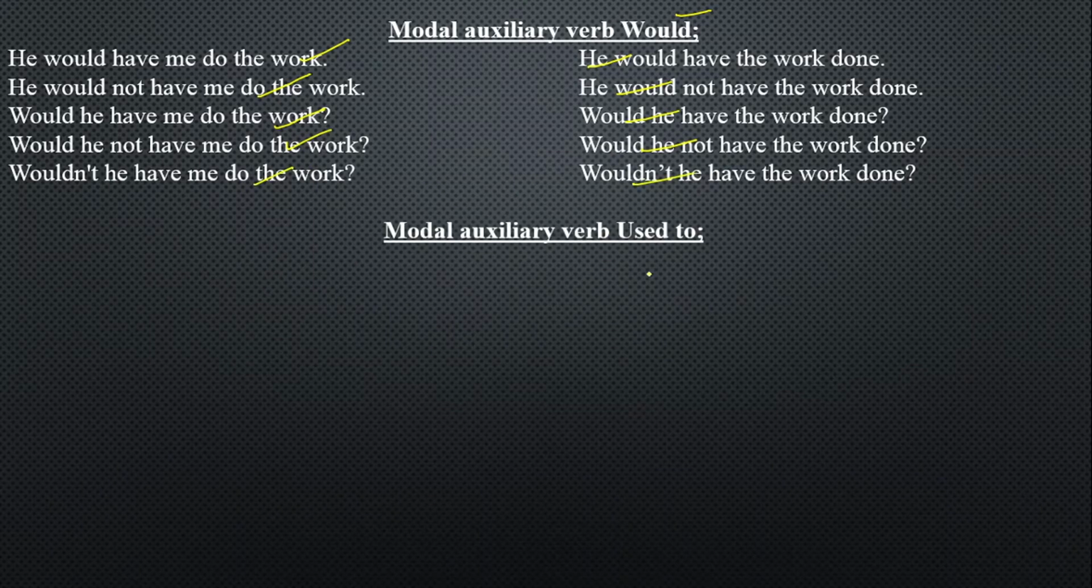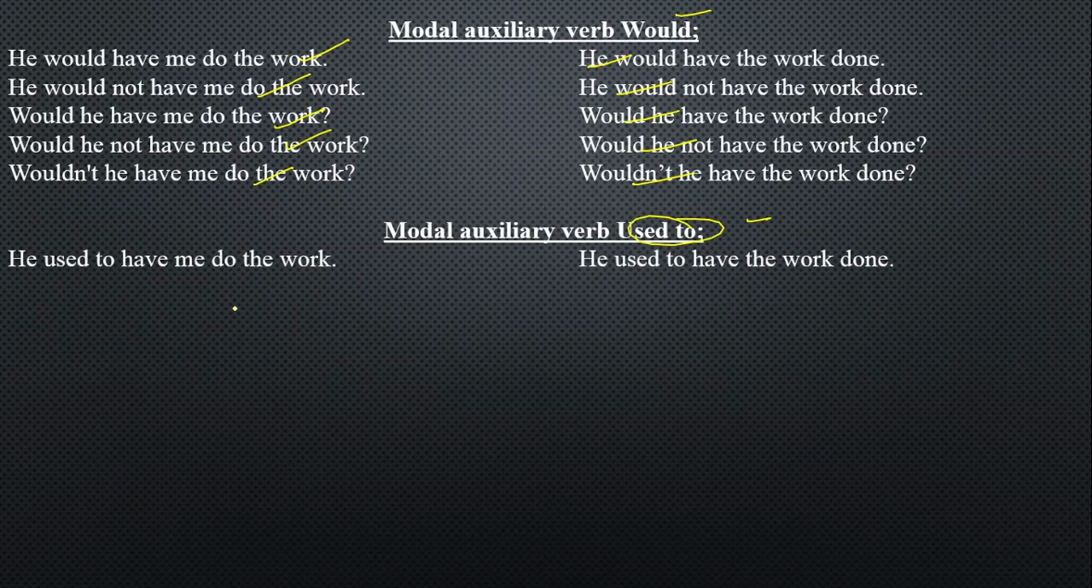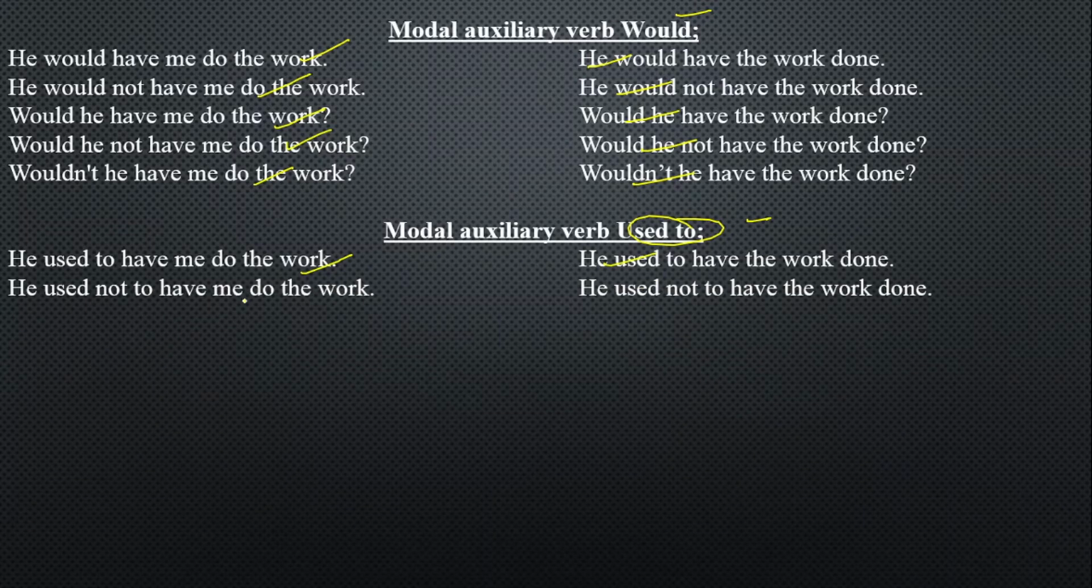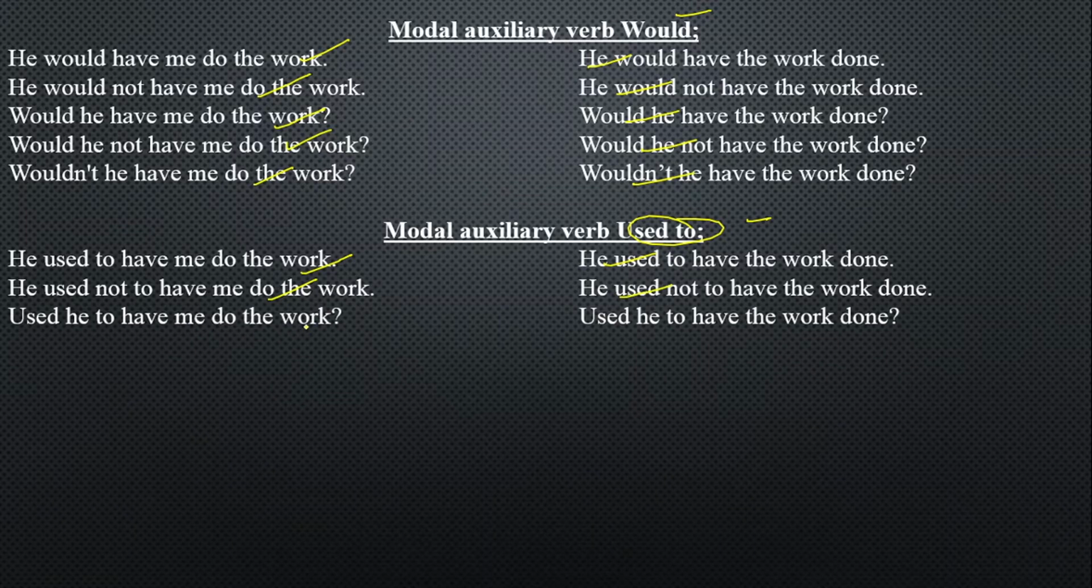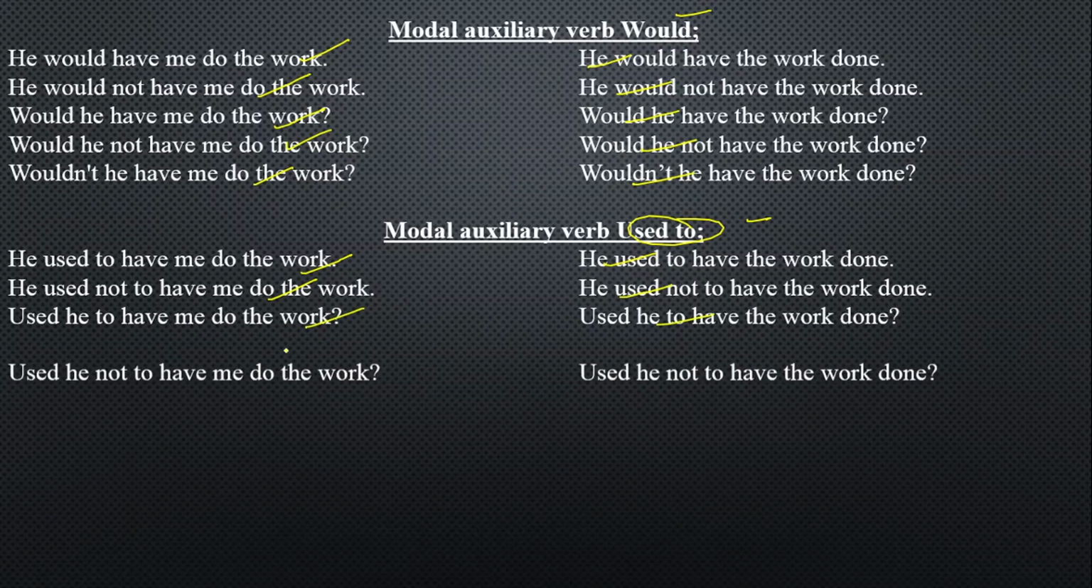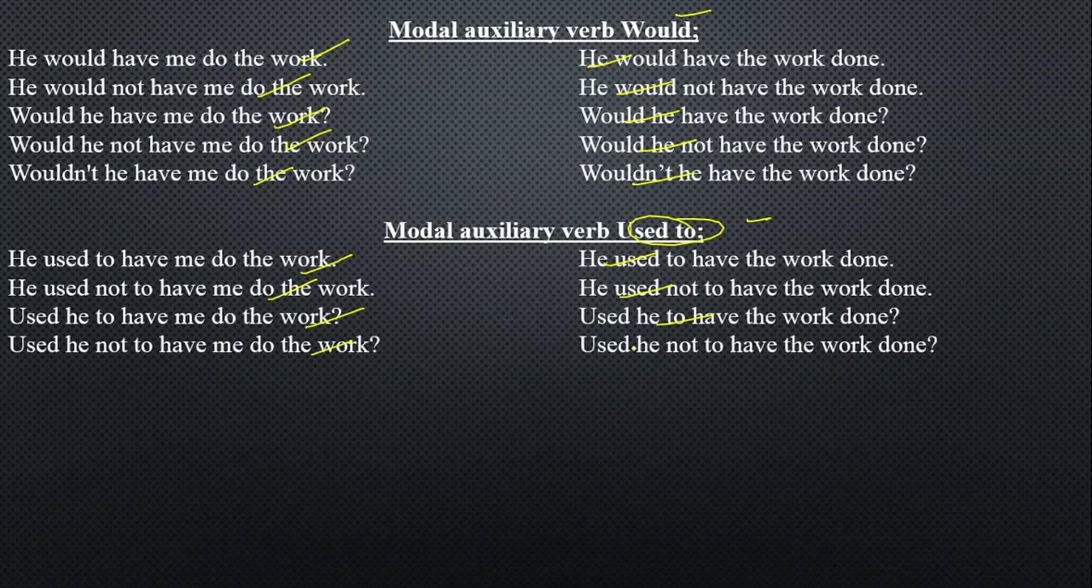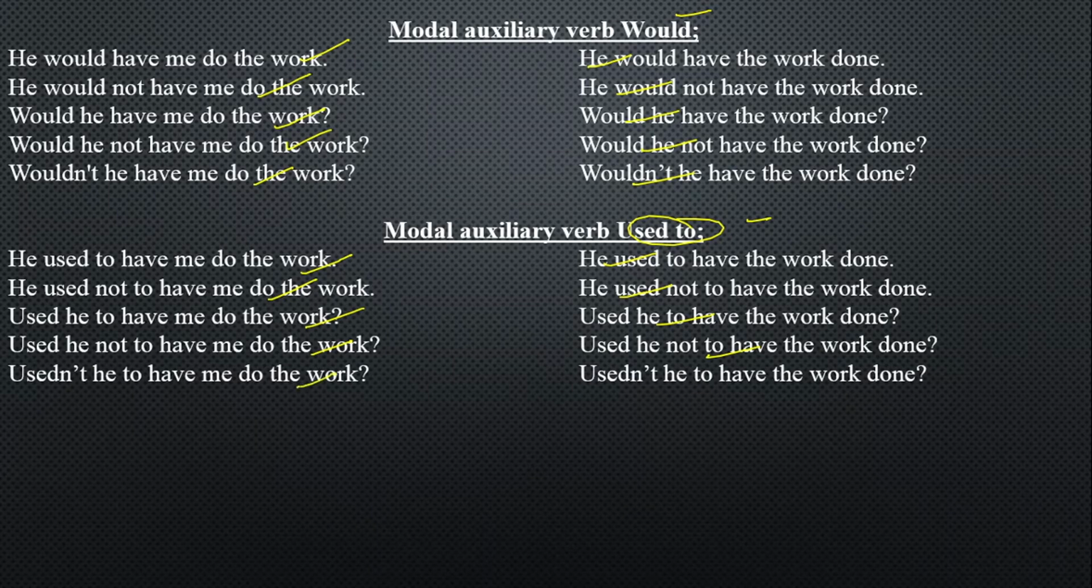Next modal auxiliary verb is used to, which is used for past habits and actions, which we have left now doing. He used to have me do the work, he used to have the work done. He used not to have me do the work, he used not to have the work done. Use he to have me do the work, use he to have the work done? Use he not to have me do the work, use he not to have the work done? Usen't he to have me do the work, usen't he to have the work done?